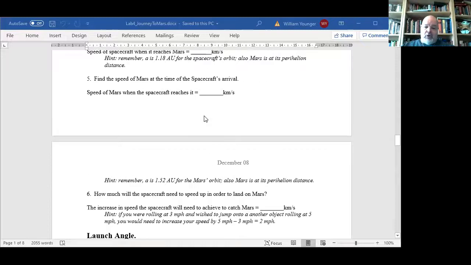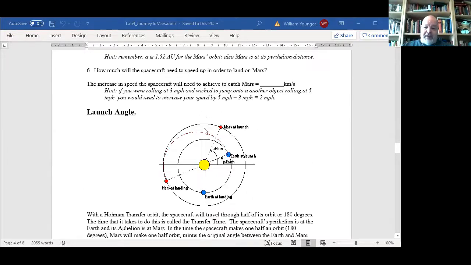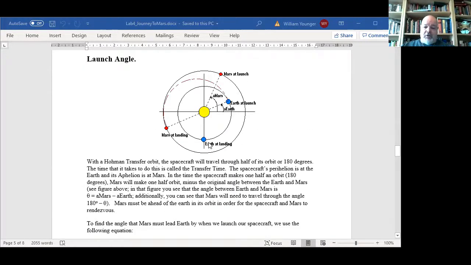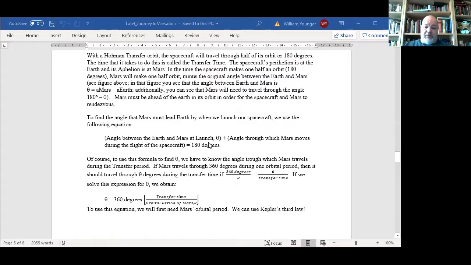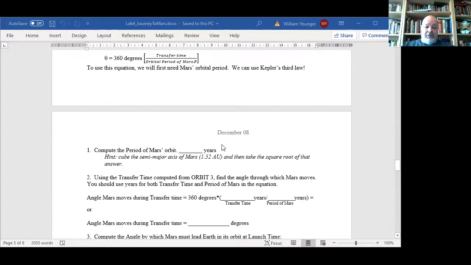We're actually giving you everything you need with all these angles and stuff. Really, all you have to do is fill in the gaps of the actual lines. So, for instance, it says compute the period of Mars's orbit. This is just a Kepler's third law thing. I give you that the semi-major axis is 1.52. What is the period of Mars's orbit? And you put it in there.